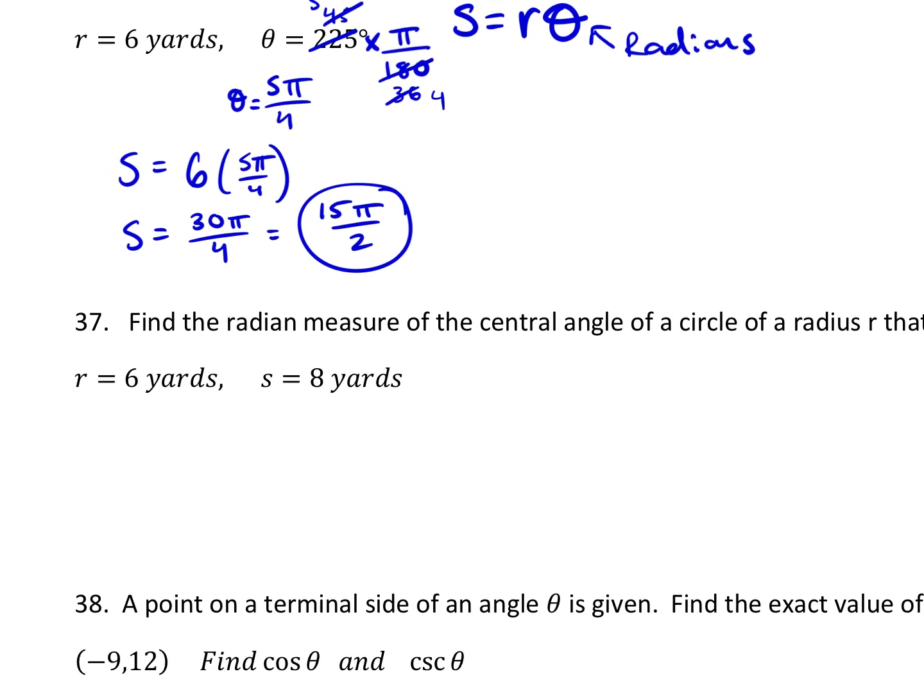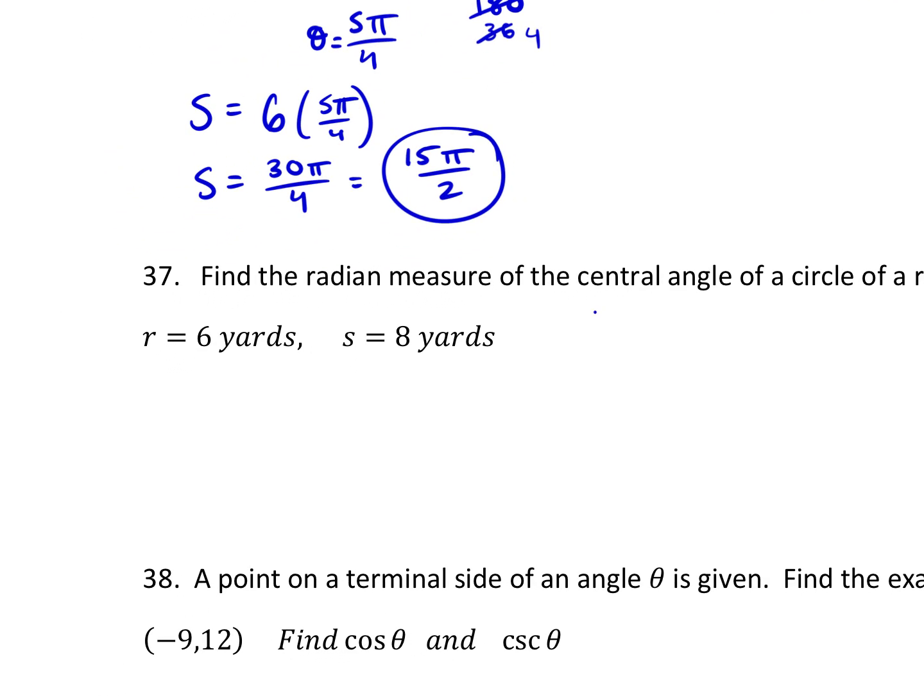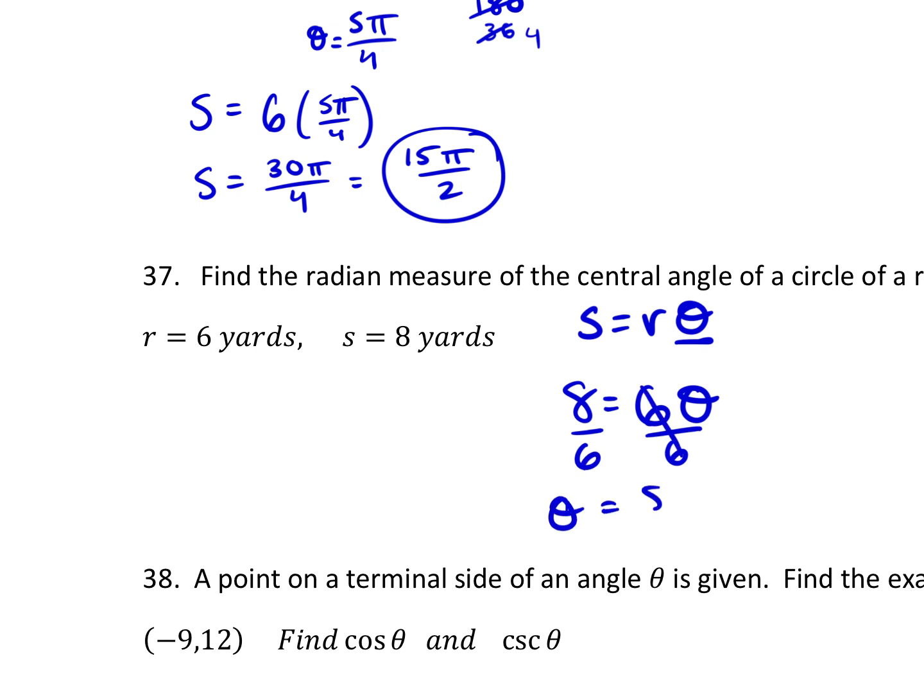(37), we're doing the same thing. S is equal to R times theta. But here we're looking for theta. It doesn't tell us what it is, but we'll plug in S and R. So S is 8, is equal to 6 times theta. To solve for theta, we want to get it all by itself, so we're going to divide both sides by 6. So theta is equal to 8 over 6, which simplifies to 4 over 3.